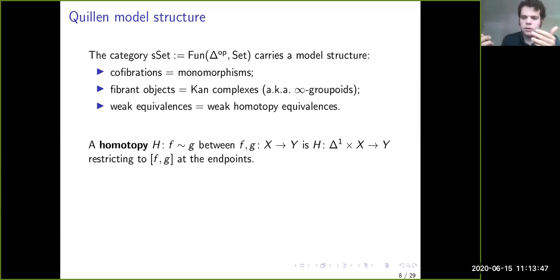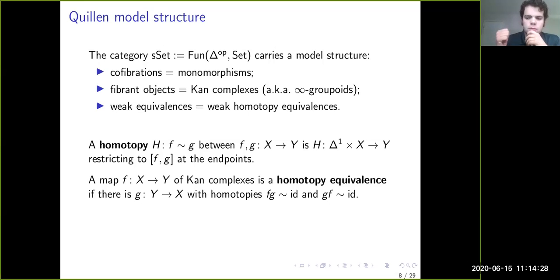And so, as with any model structure, there's a concept of homotopy in the Quillen model structure. So if we have two maps, say F and G from X to Y, then a homotopy from F to G is a map from delta 1 times X, so the standard 1-simplex, the product of that with X, into Y, which restricts to these specific maps F and G at the endpoints of the interval. So the idea here is we're thinking of delta 1 as like an interval object, and then this product of delta 1 with X is like a cylinder on X.